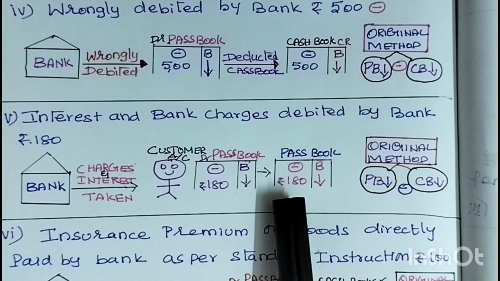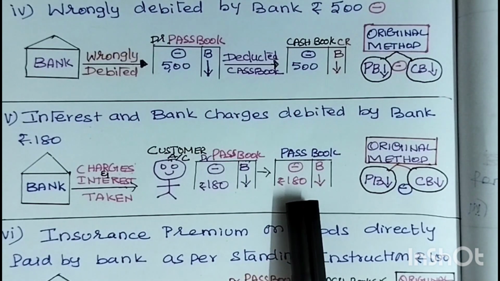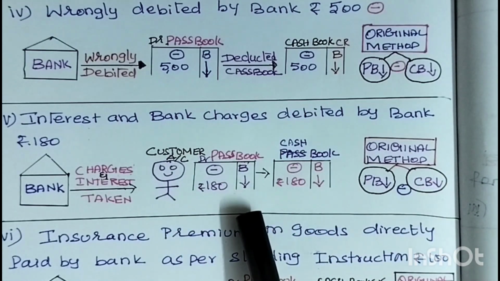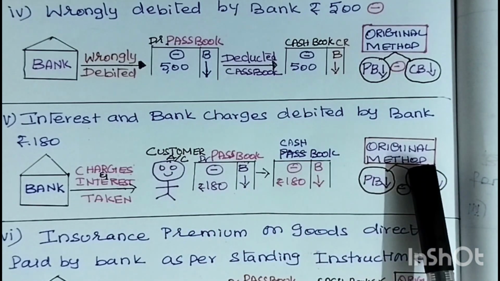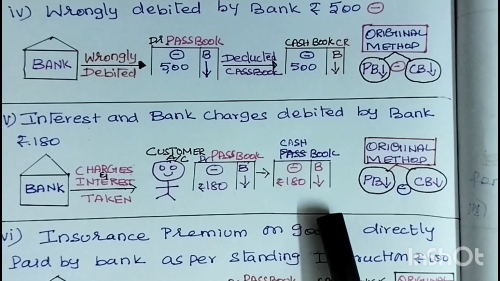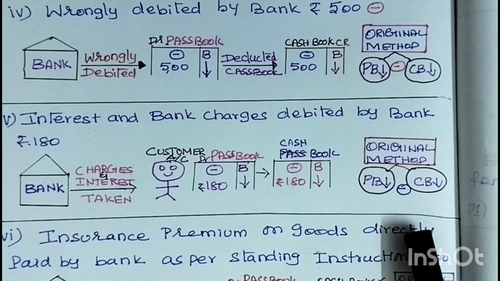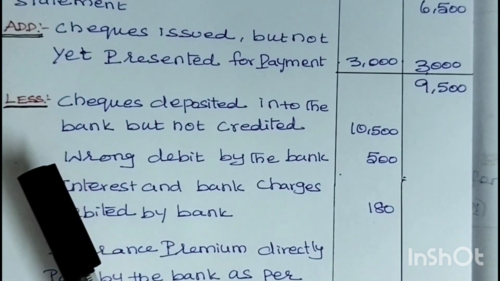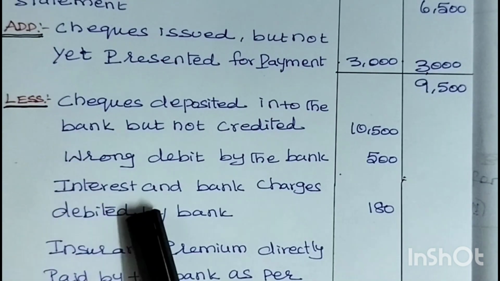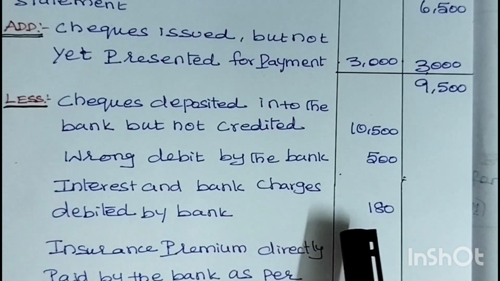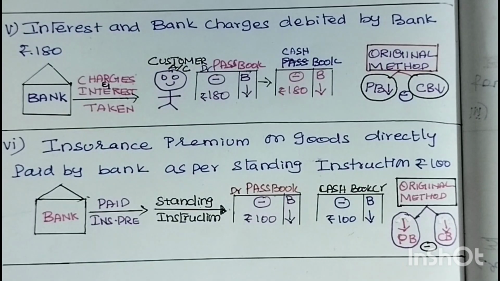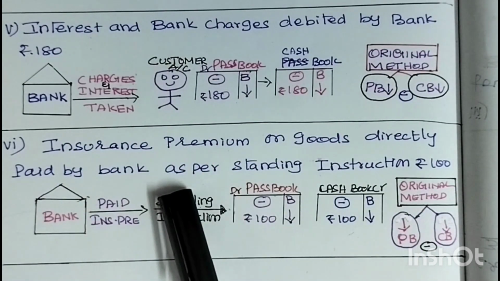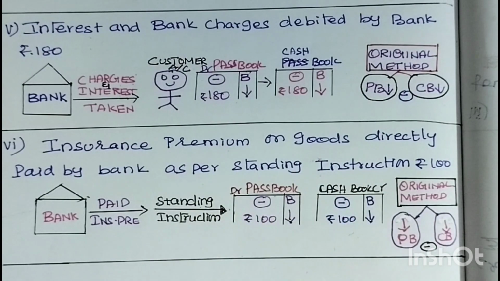What about the cash book? We follow the original method. Whenever the passbook decreases as per the original method, the cash book also decreases. Okay, so this transaction will be subtracted. In the subtracted column or less column, you have to write interest and bank charges debited by the bank, 180 rupees entered. The next transaction is insurance premium on goods directly paid by the bank as per standing instruction, rupees 100.